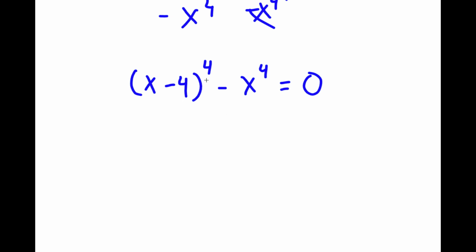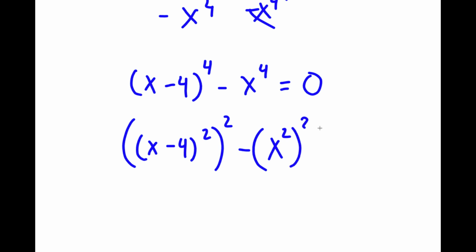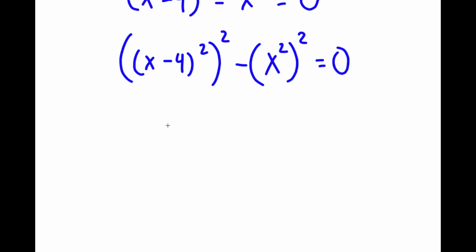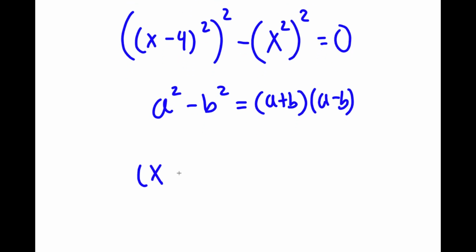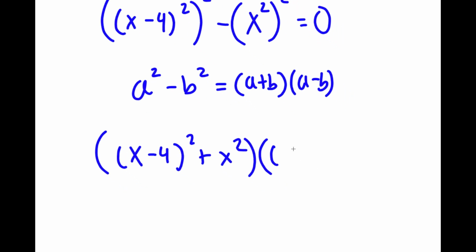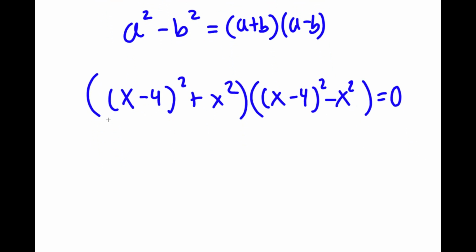Now, I'm going to rewrite (x minus 4) to the power of 4 as (x minus 4) squared, to the power of 2. Now I have this minus (x squared) to the power of 2 is equal to 0. Now if I have something in the form a squared minus b squared, this is equal to a plus b times a minus b. So in this case, I'm going to have (x minus 4) squared plus x squared times (x minus 4) squared minus x squared is equal to 0.